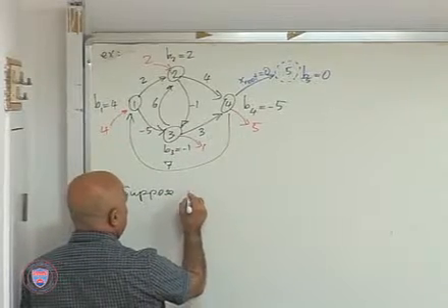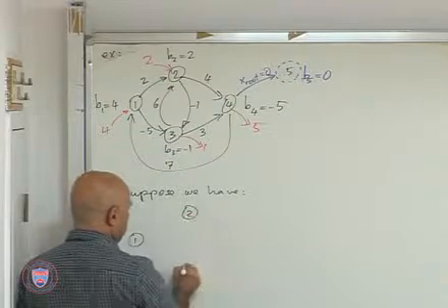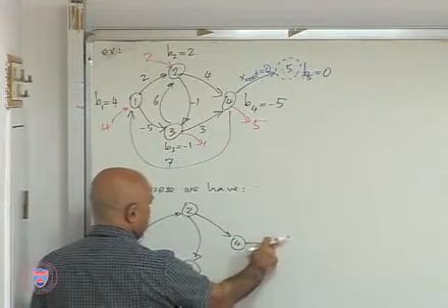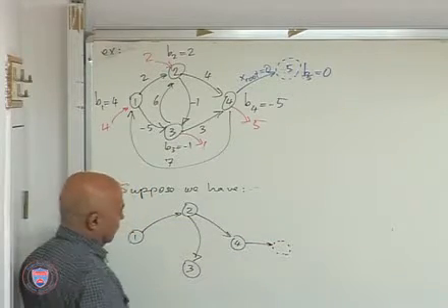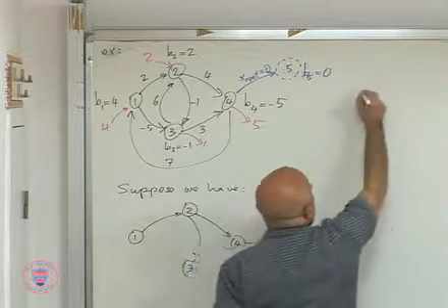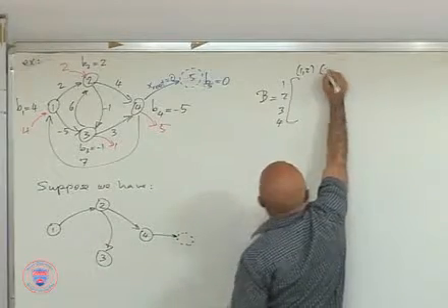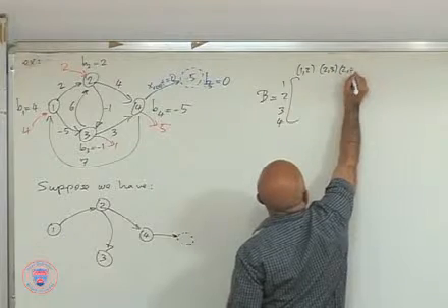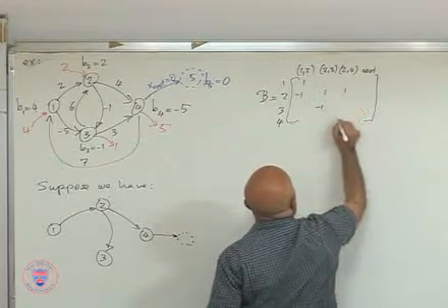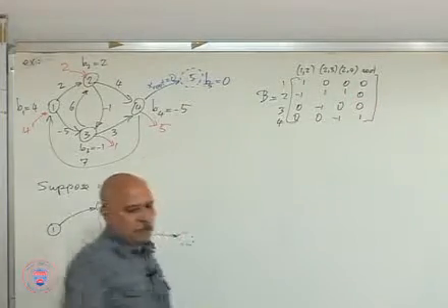So, let's pick a tree. Suppose we have the tree that I used before. What was it? Like this. Okay. All right. In this tree, the basis matrix is, what is it? 2, 3, 2, 4, and the root. Okay, that's my basis matrix.